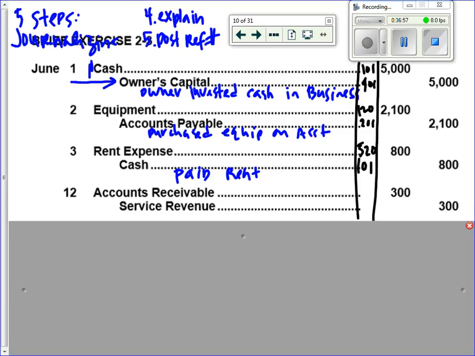Let's do a little explanation. How would one of you explain this? Really easy, simple. How about just bill customer? So I'm just going to put AR there just so I'm like, oh yeah, that's right. That's when I bill a customer, it's AR for services performed or whatever.